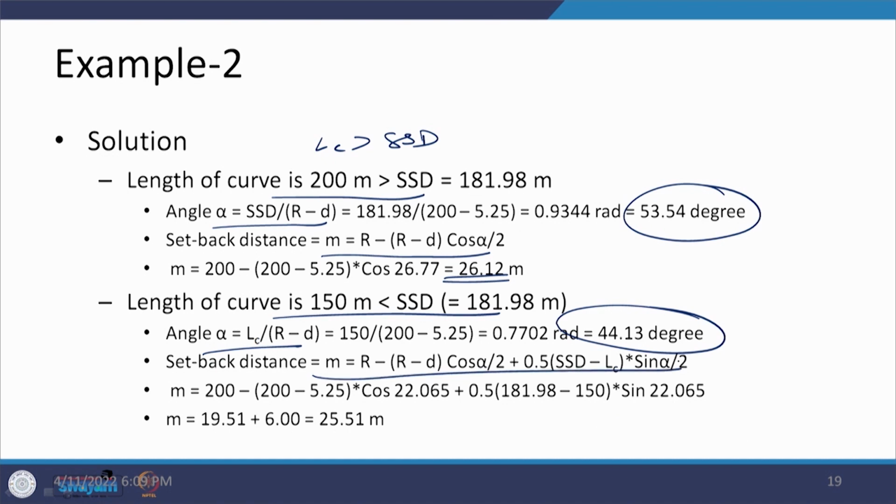So, the formula for finding out the setback distance here is a bigger one, where R minus D and alpha are the two changes, and based on that what we get is 25.51 meters as the setback distance to be provided in this case. So, this is how you can calculate the setback distances and ensure safe visibility on any horizontal curve.